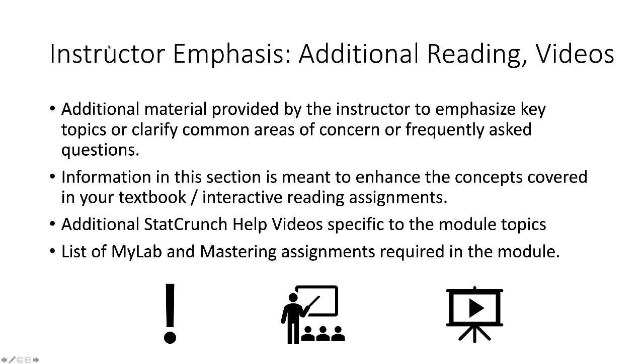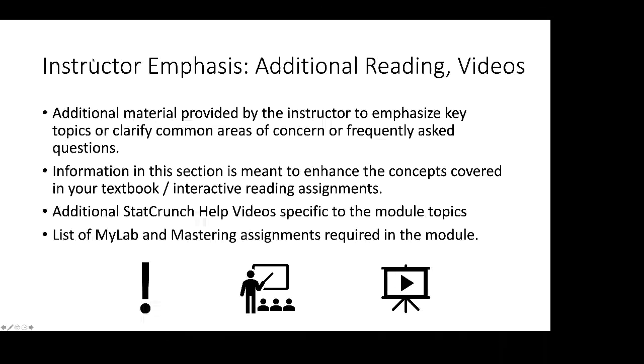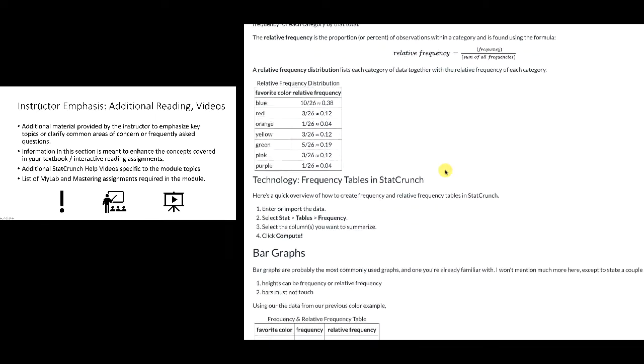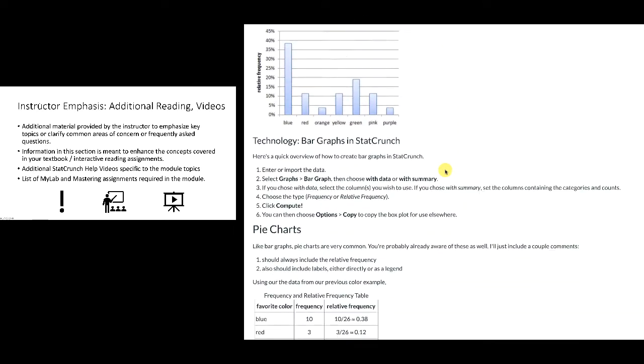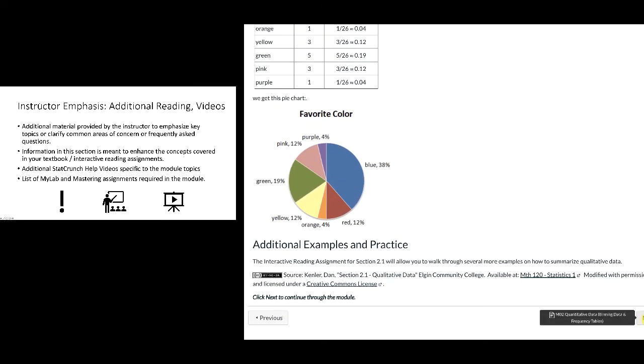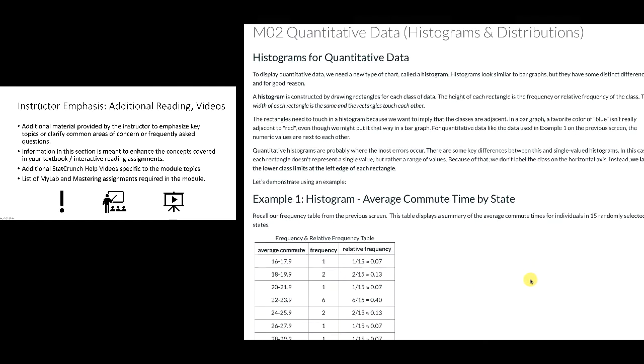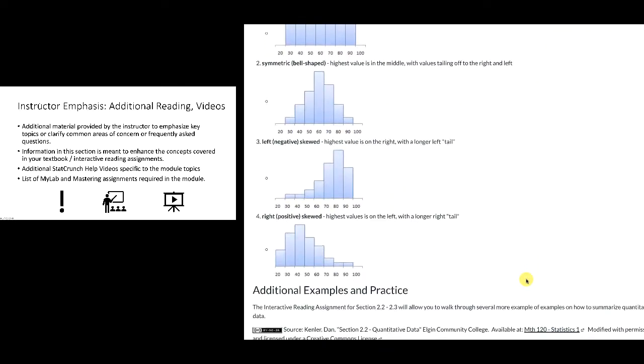After you read the learning objectives and tasks list, you'll be ready to get started for the unit. Remember that the learning will take place both in Canvas and in the MyLab and Mastering. After the learning objectives and tasks list in Canvas, you'll enter the instructor emphasis section. In this section, you'll find additional material provided by the instructor to emphasize key topics or clarify common areas of concern or frequently asked questions. Information in this section is meant to enhance the concepts covered in your textbook and interactive reading assignments.